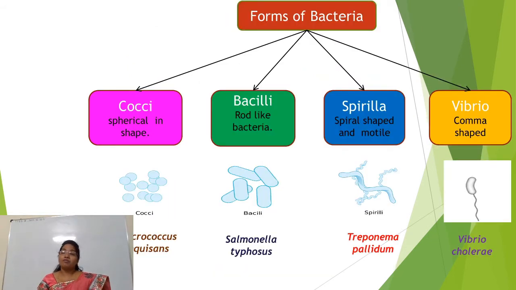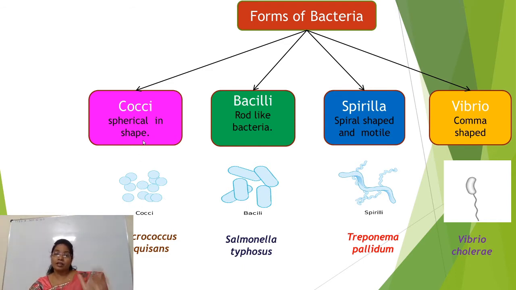Let's move on to the forms of bacteria or shapes of bacteria. Basically there are 4 forms of bacteria. One is cocci, second is bacilli, third is spirilla, and fourth is Vibrio. So let's see one by one. Cocci means the bacteria which are spherical in shape. So this is the figure of spherical shaped bacteria, that means cocci.